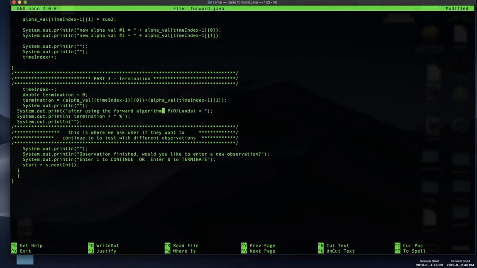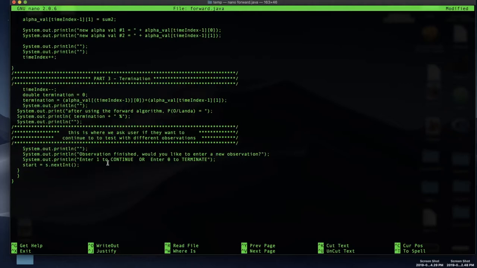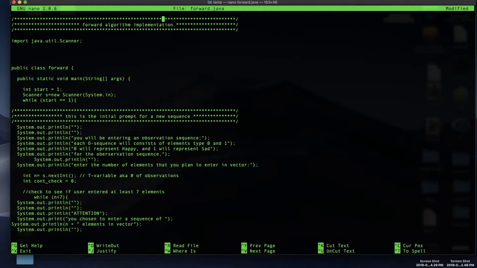After using the forward algorithm, the probability of the observation sequence given lambda, which is our model, termination, and then I give you the percentage. Then I ask the user if they want to continue to test with different observations, and that is why I have the start value, because it will start you off again by entering 1 or 0 to terminate. If start is not 1, then that means you want to terminate, and it will end.